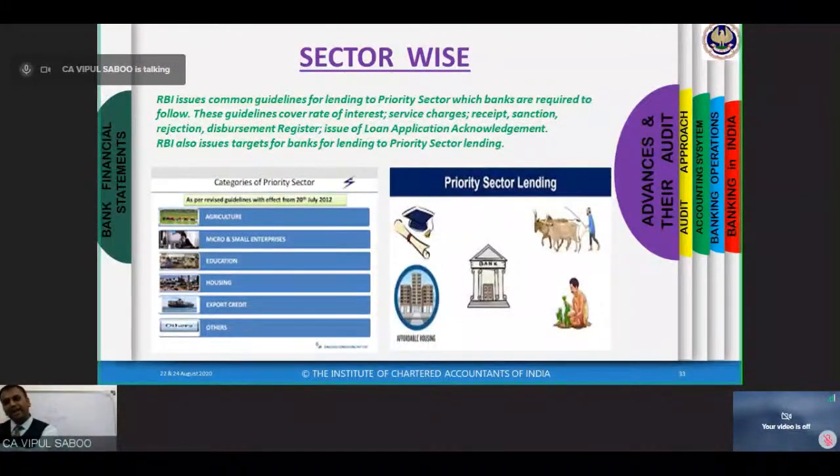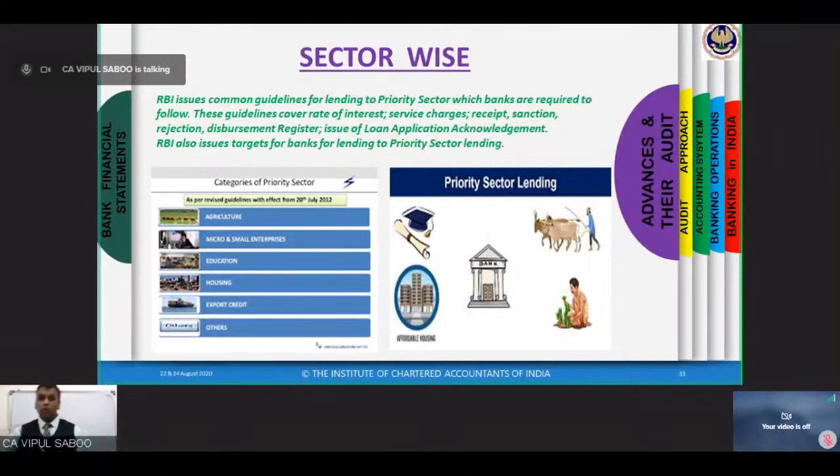Priority sector. RBI issues guidelines to the banks that we have released a list of priority sectors, the sectors which are of utmost priority for the development of the nation and the economy. These areas, these businesses, should be given priority over other businesses. These guidelines cover what rate of interest you should offer them, what could be the service charges, how you are going to sanction them, on what basis you can reject their loan application, and how you are going to maintain the disbursement register.